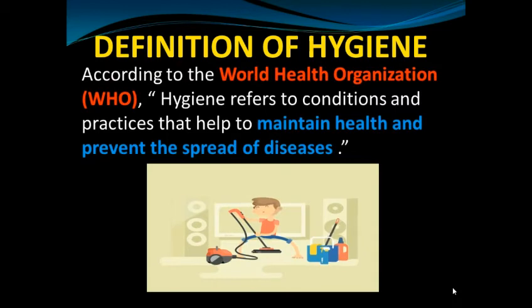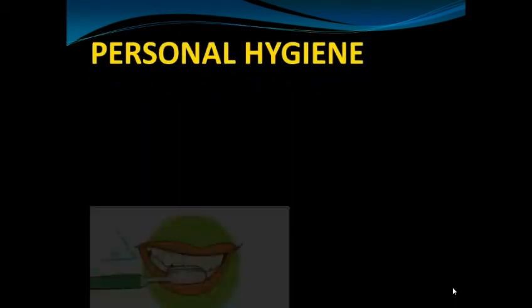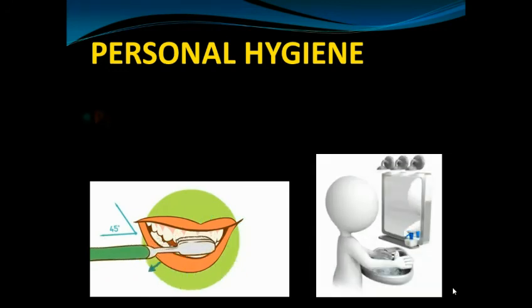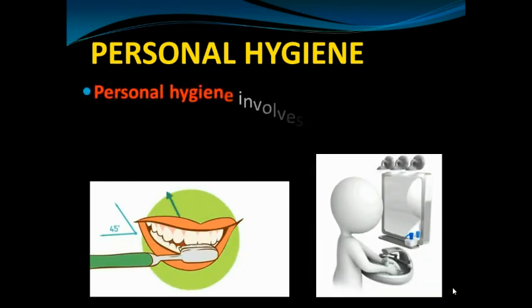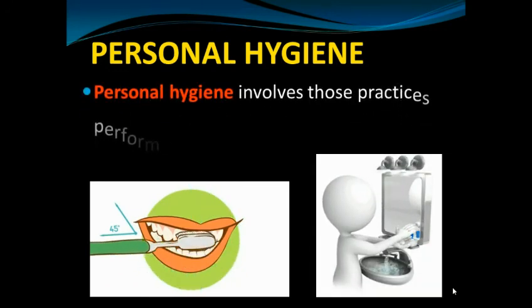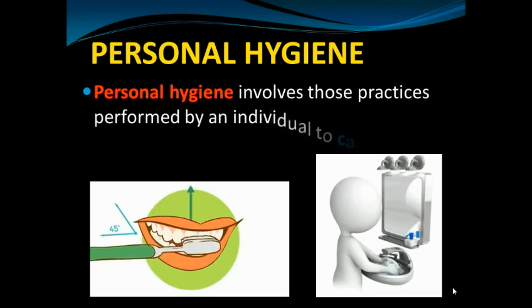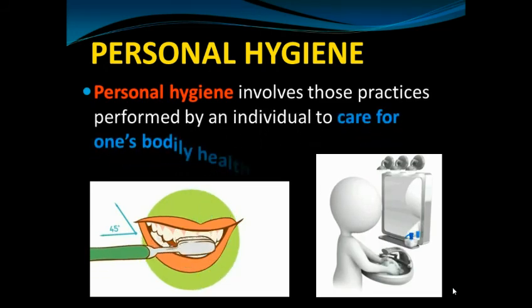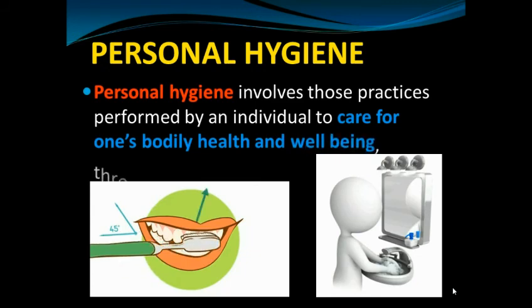Okay, so what is the definition of hygiene? According to WHO, hygiene refers to the conditions and practices that enables us to maintain our health and it prevents the spread of diseases. Okay, and next we moved on to the personal hygiene, right? So what is personal hygiene? Personal hygiene involves those practices performed by an individual to care for one's bodily health and well-being.